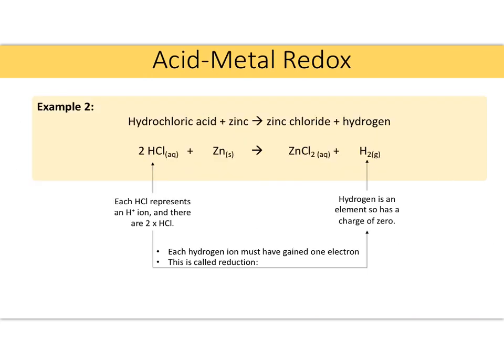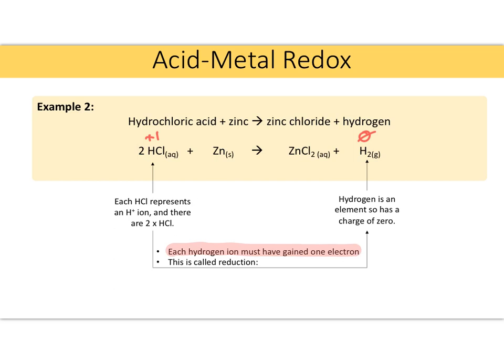So if we just look at that again in a different reaction, so hydrochloric acid plus zinc, and again if we look back at our reactivity series, we'd see that zinc is higher than hydrogen on the reactivity series, so this reaction will take place. The hydrogen in our hydrochloric acid has a charge of +1 because it's H+. We know that hydrogen gas as an element has a charge of 0, so each hydrogen ion must gain 1 electron.